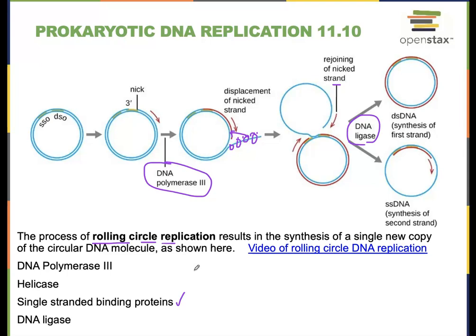So if we look at the list here, we still have our DNA polymerase 3, same as ours. We still have helicase to open up the double bonds of our DNA. And then we still have ligase, because when you're done with the copying, you still need to attach the backbone of the new circular piece of DNA, right?